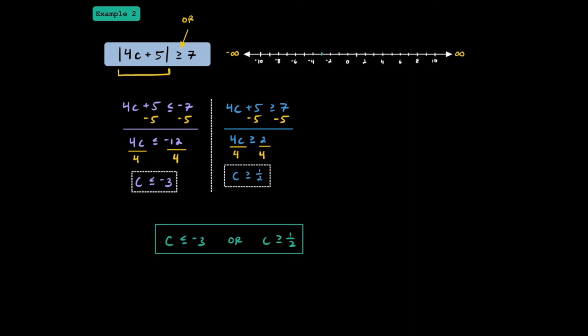To graph this, we would put a solid or filled in circle at negative 3 and draw an arrow to the left to show all the numbers that are less than or equal to it. And we would also put a filled in or solid circle at positive 1/2 and draw an arrow to the right, or all the numbers greater than it. This would represent the graph of all the possible solutions.